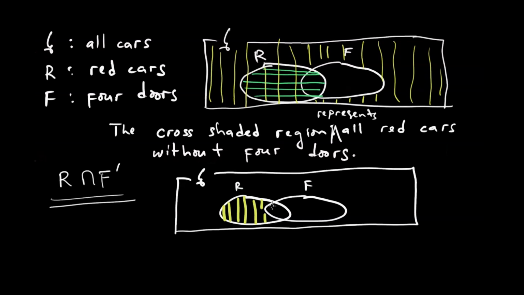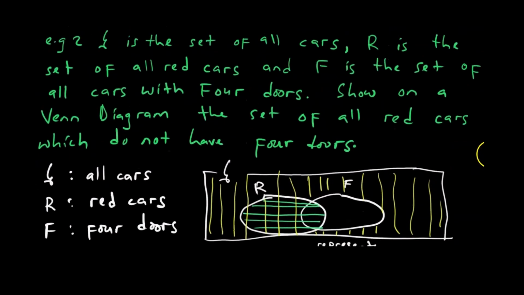So if we avoid that, then we shade inside the set of R. We have found our answer. Or the first method, which is more technical, is that we are told to show on a Venn diagram the set of all red cars. So here we have the set of all red cars. We first shade the set of all red cars with horizontal lines.